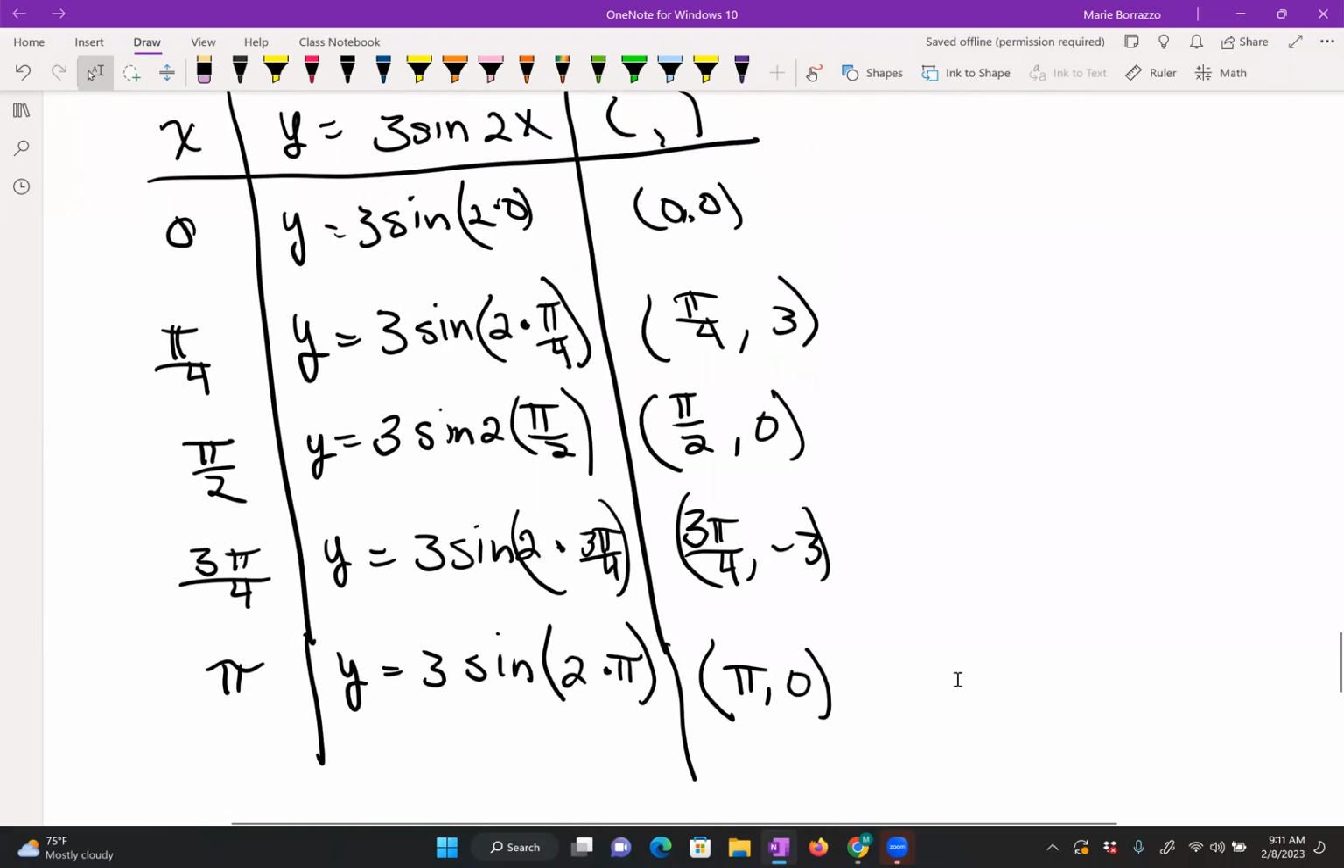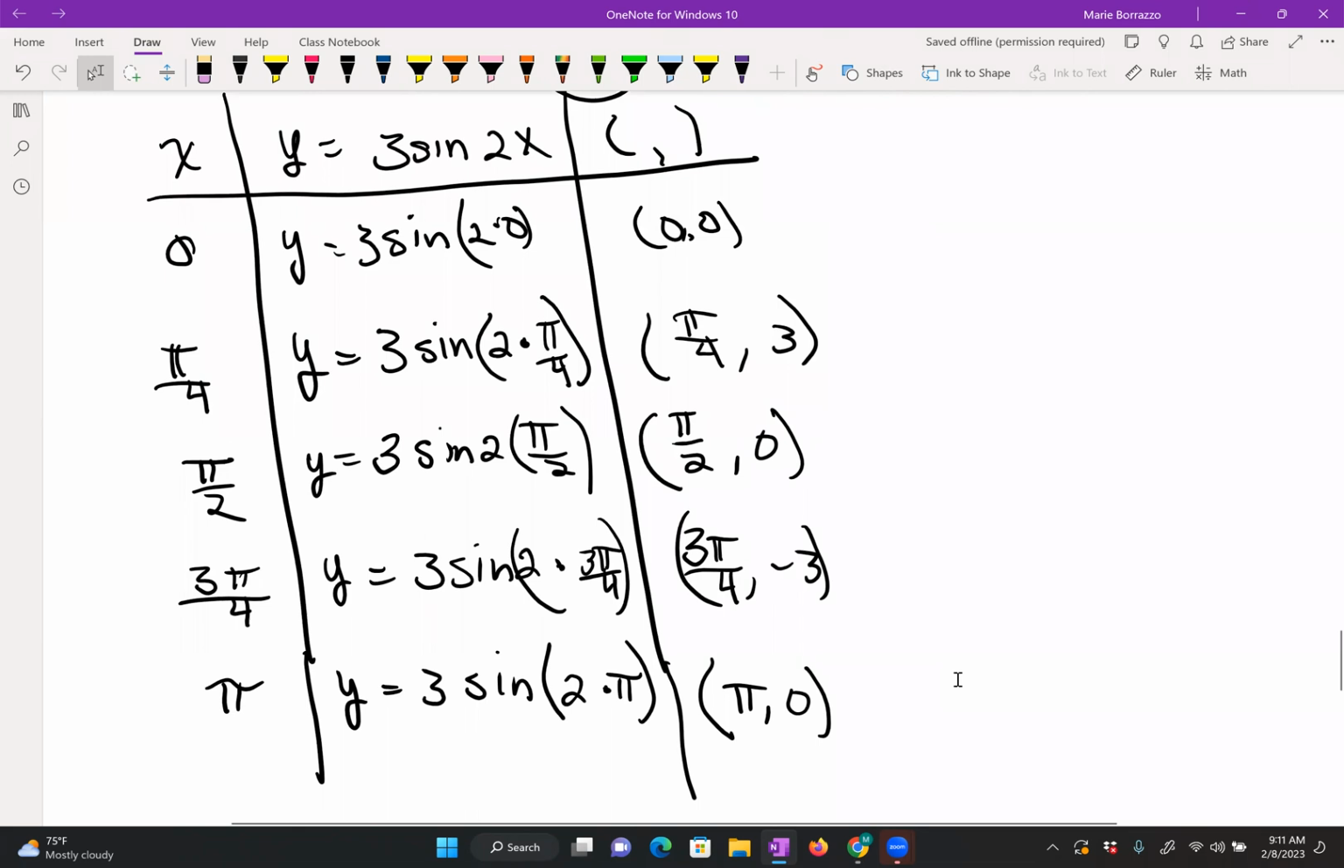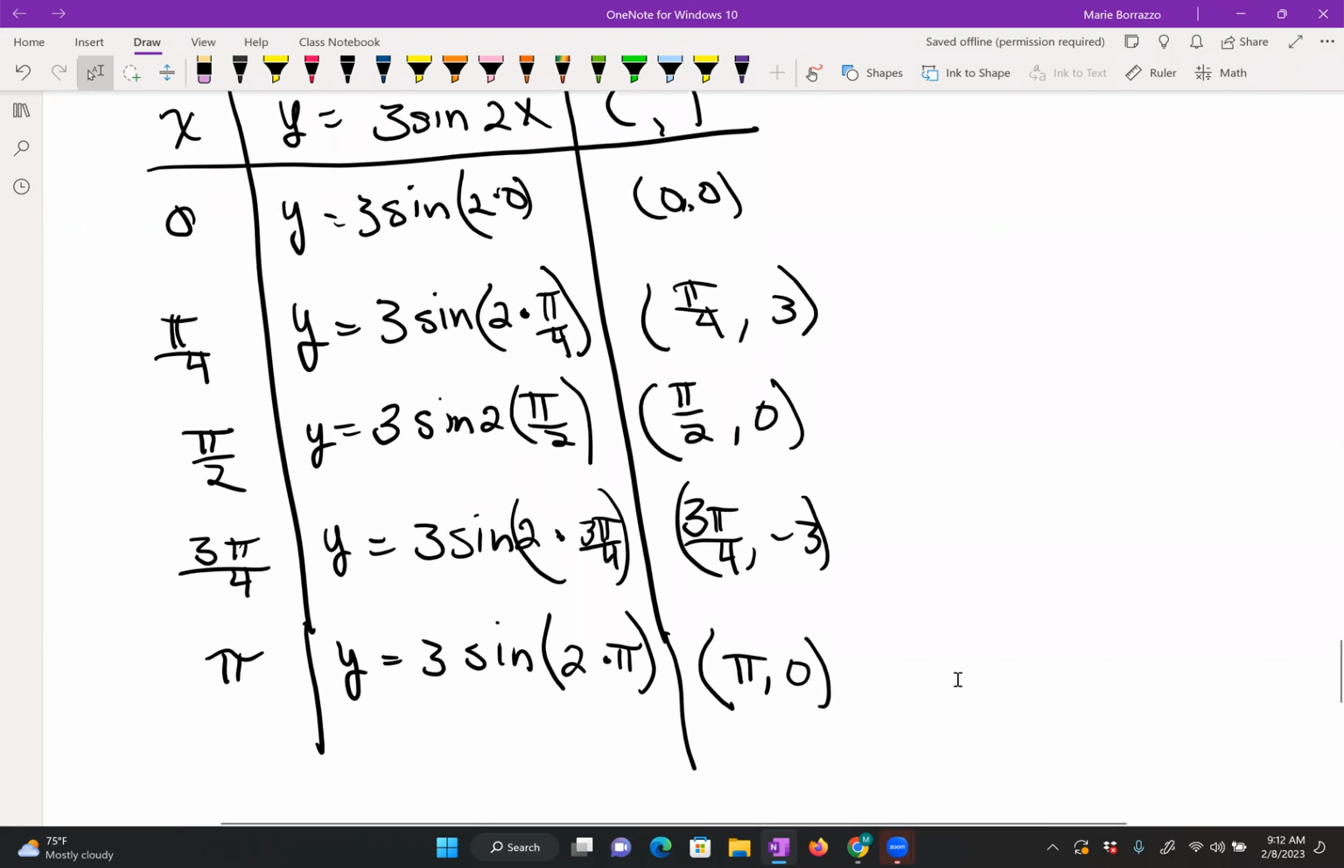You plug the values into the equation, starting with 0. You solve for the coordinates. Just remember the unit circle and its values. Okay, so this gives us the following. So if I have 0, I have y equals 3 times, excuse me, 3 times sine 0. And I know sine 0 is 0. So my corner points are 0, 0.